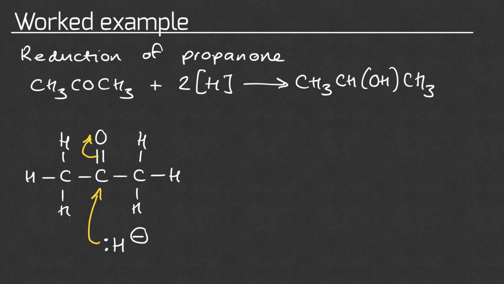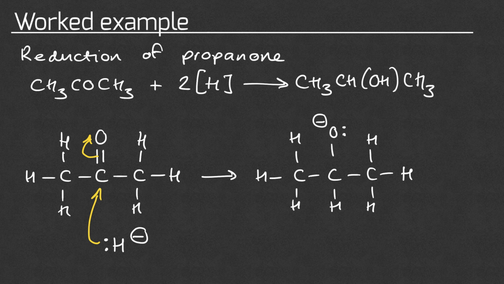and the second step being the breaking of the carbon-oxygen double bond to form a single bond. We'll need to draw our intermediate structure again, showing the lone pair on the oxygen and the negative charge, and finish off the mechanism by showing the lone pair on the oxygen attacking that H+ ion, reforming the alcohol group.